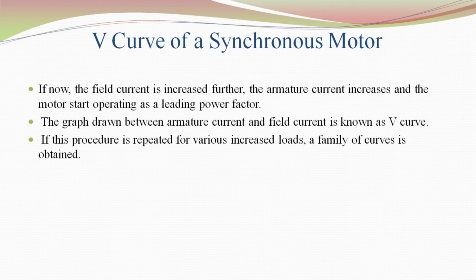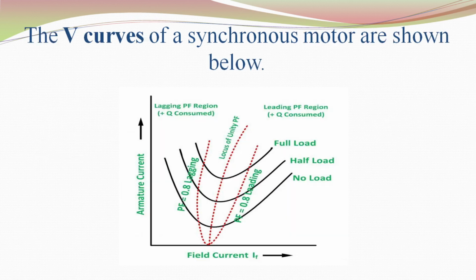If now this field current is increased further, armature current will increase and the motor will start operating at a leading power factor. Then the graph drawn between the armature current and the field current is known as the V curve. This procedure is repeated for various increased loads, and a family of curves will be obtained like this. That is, on the x-axis I am taking field current and on the y-axis armature current, and for different loads the power factor is lagging on the left hand side and leading on the right hand side, and this one is for unity power factor. These are the V curves for full load, half load and no load.